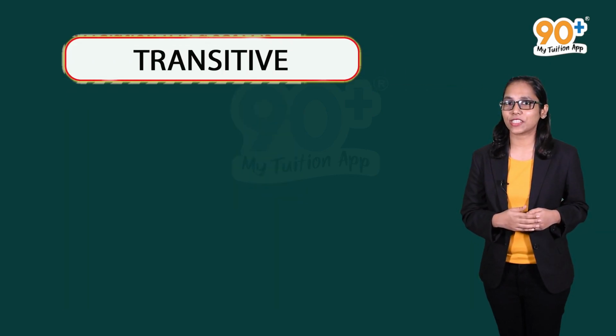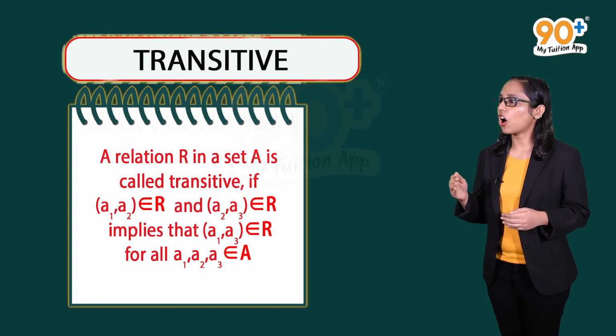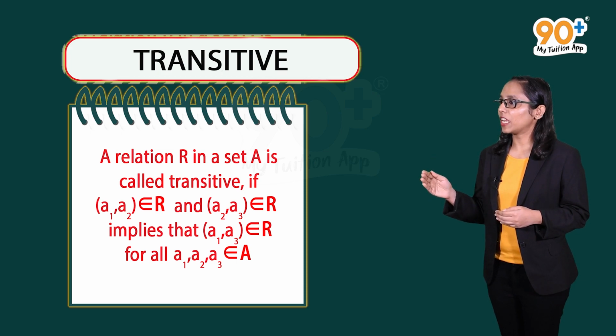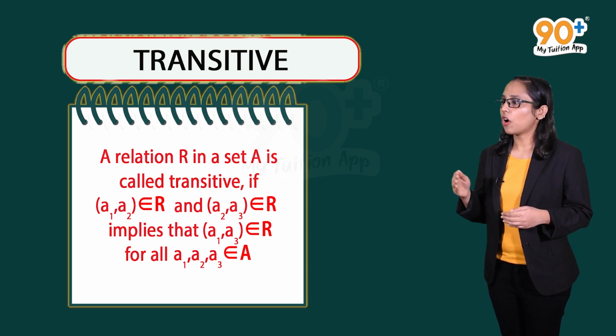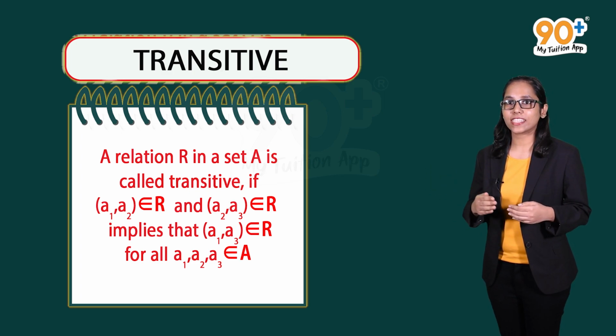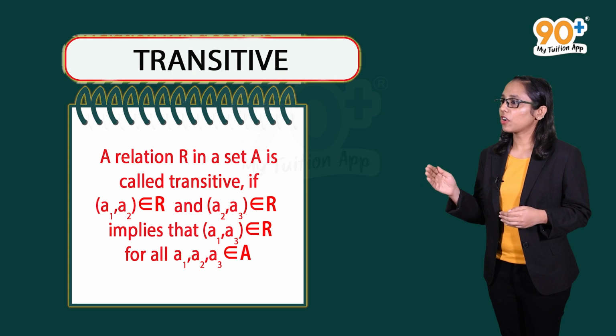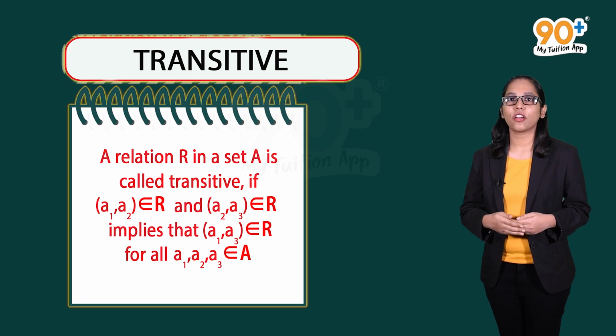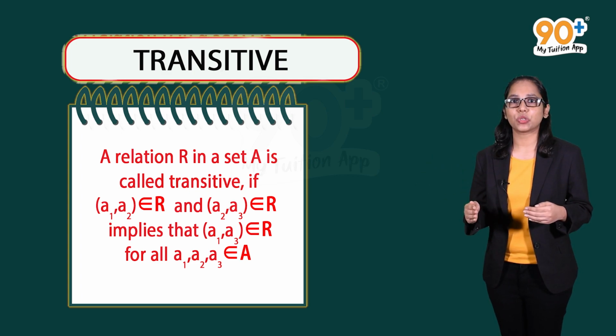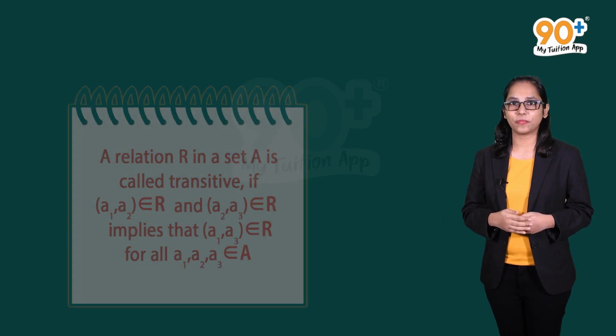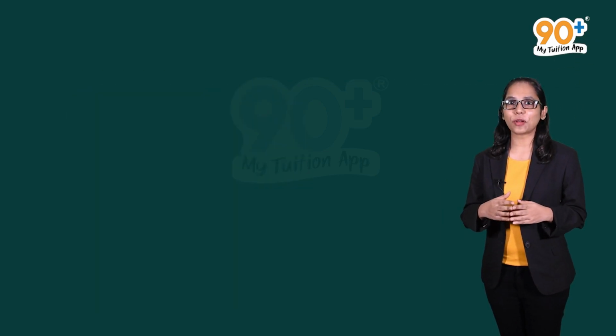Then what about transitive? That is, if the ordered pair (a1, a2) is an element of R and the ordered pair (a2, a3) is an element of R implies that the ordered pair (a1, a3) is an element of R for every a1, a2, a3 element of A. Now let's solve some problems.